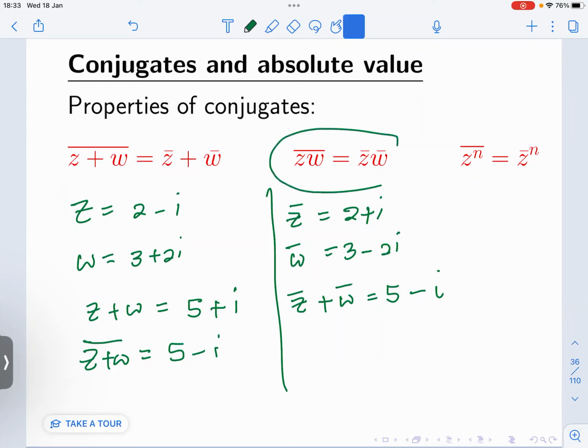And for the second property, the idea is the same. The conjugate of z times w equals the conjugate of z times the conjugate of w. And then we have another property which says that if you take a complex number to the power n and take the conjugate of the result, you will still get the same thing if you first take the conjugate of z and then take everything to the power n. These are complex powers, and we'll discuss them in just a few minutes.